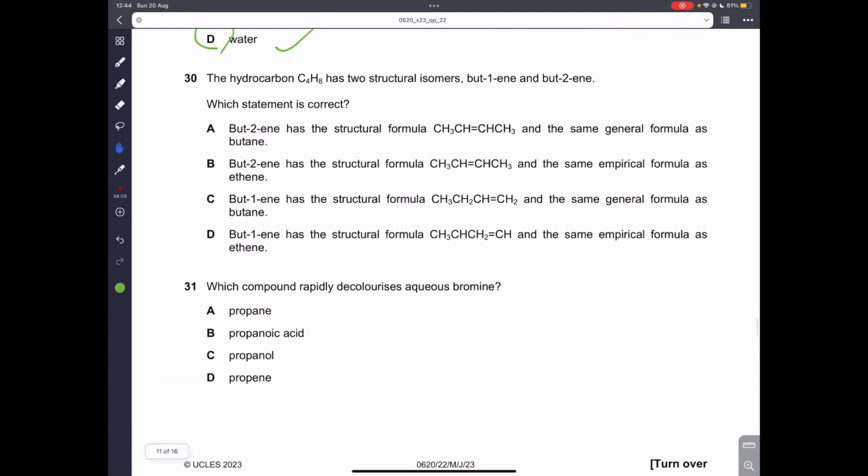Question 30. The hydrocarbon C4H8 has two structural isomers, but-1-ene and but-2-ene. Which statement is correct? Now for this, I would like you to draw them out individually. So we know that there's going to be a double bond because it is an alkene.